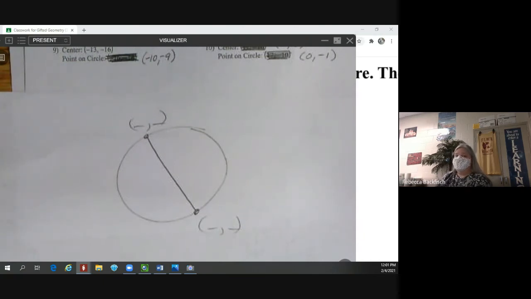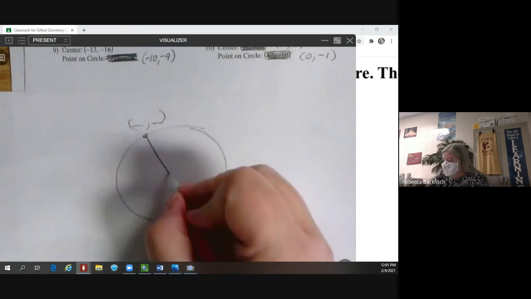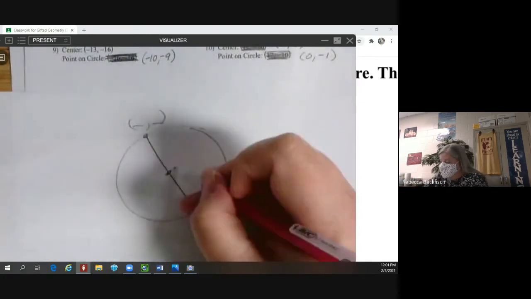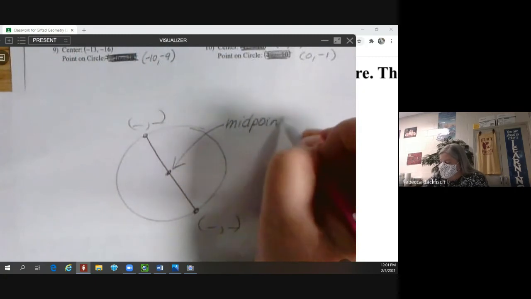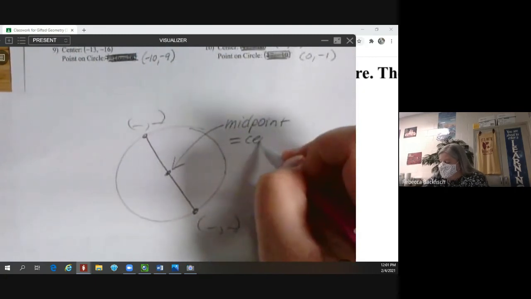How does the center relate to the ends of the diameter? What is it? It's the middle. What's that called? The midpoint. The midpoint of any diameter is the center of the circle. Anytime you have a midpoint of a diameter, that is your center.